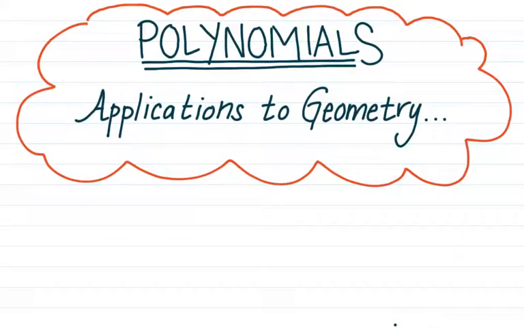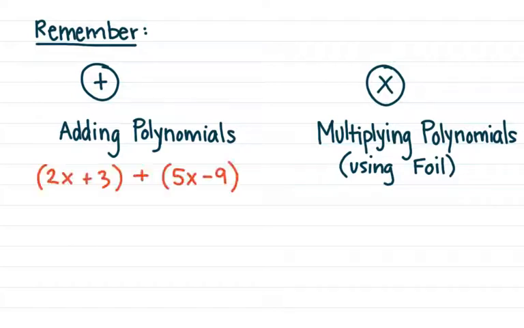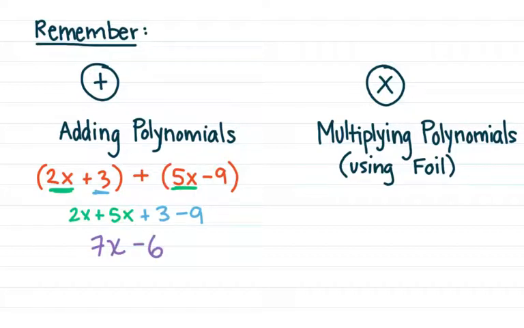Polynomials, applications to geometry. Okay, just as a reminder, you probably have already learned how to add polynomials. This would be where you combine like terms. I like to say same with same. So 2x plus 5x, and then plus 3 minus 9 in this case would be, for example, 7x minus 6. That's an example of adding polynomials.